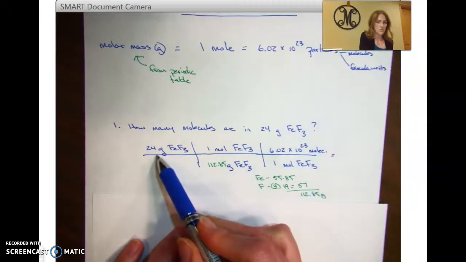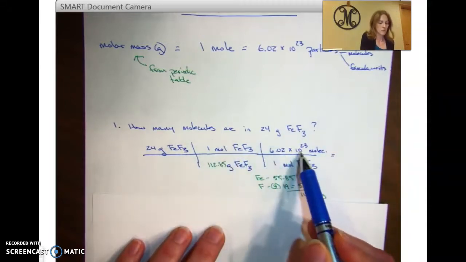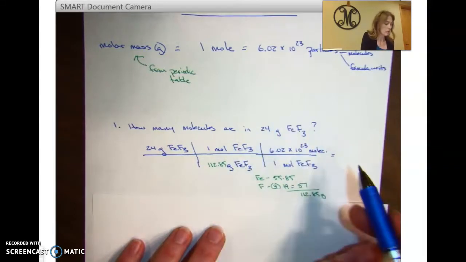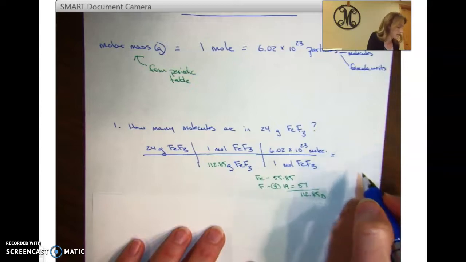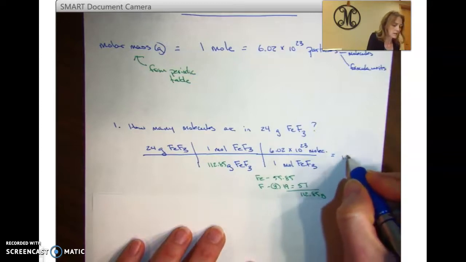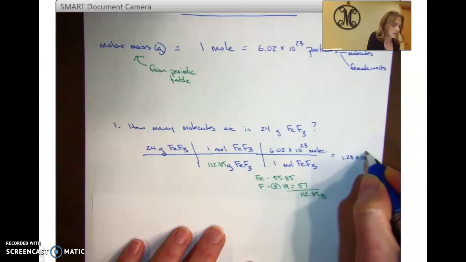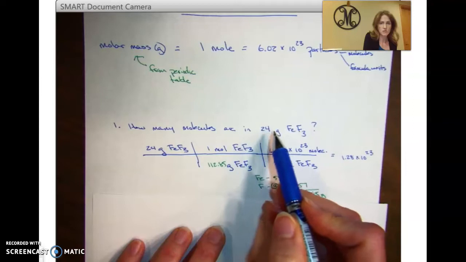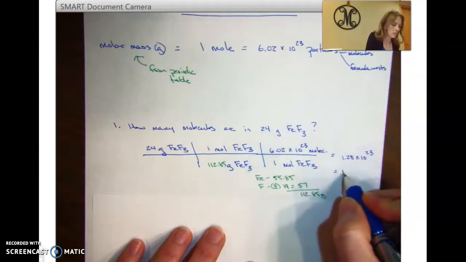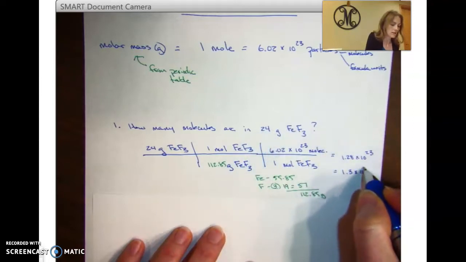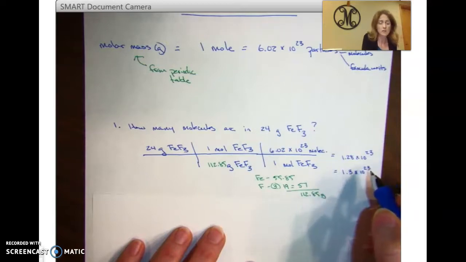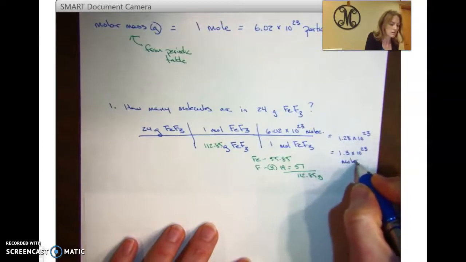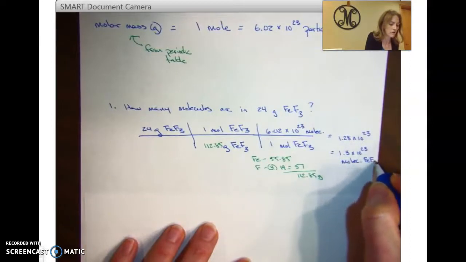So now 24 times 1 times 6.02 times 10 to the 23rd, divided by 112.85, and your calculator gives you 1.28 times 10 to the 23rd. Go back for the correct number of sig figs. We started with 2 sig figs, so it'll be 1.3 times 10 to the 23rd. Now you must have a unit and a substance. This is going to be molecules of FeF3.